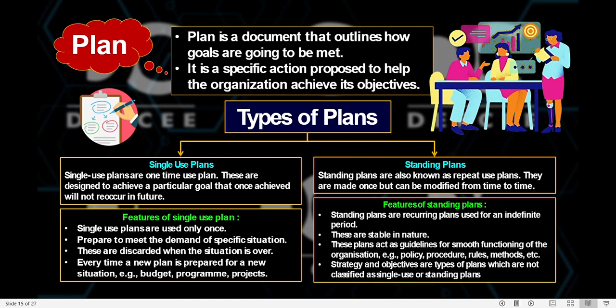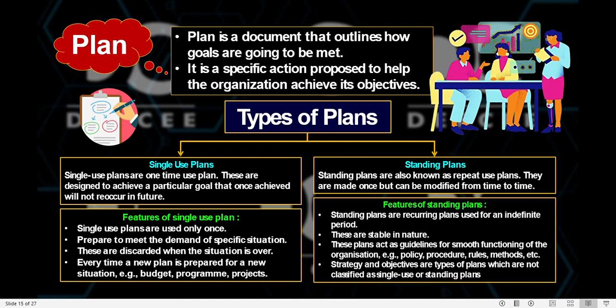plans are. So there are two types: one is single use and the other one is standing. A single use plan is used one time. Like any activity that you do, once you achieve that activity, then it has been done. So it is a one time plan. It is designed to achieve a particular objective, and this work might not occur again in future. So they are used when unique situations are there.